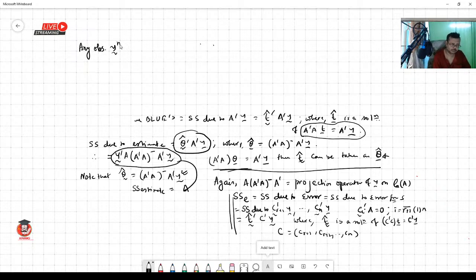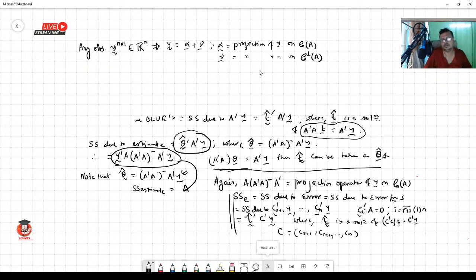y curl belonging to Rn, you can write this into two parts, alpha curl plus gamma curl, where we know alpha curl is a projection of y curl on the column space of A, and gamma curl is a projection of y curl on the orthogonal complement space of the column space of A.